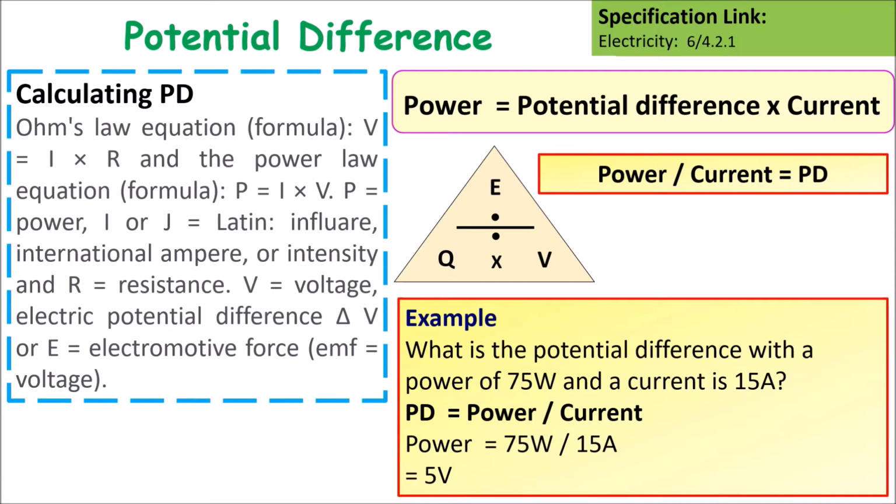So an example would be, what is the potential difference with a power rating of 75 and a current of 15 amps? So we'd rearrange it to potential difference is equal to power divided by current. So that would be 75 divided by 15, which would give us a potential difference of 5 volts.